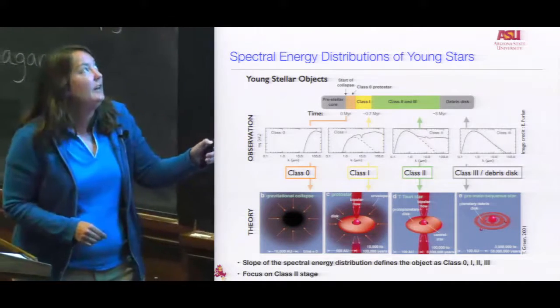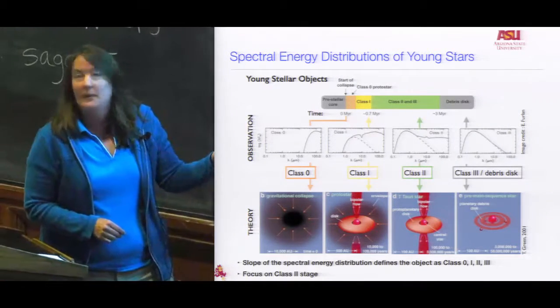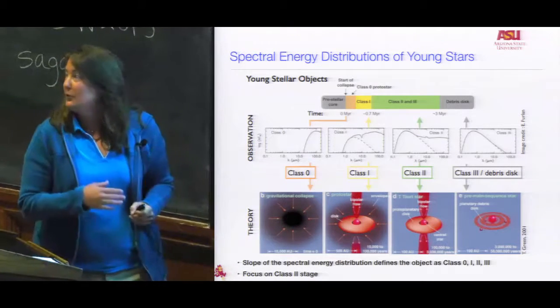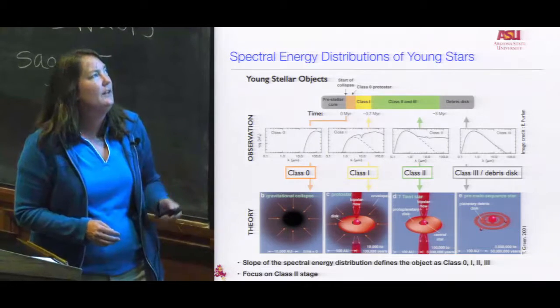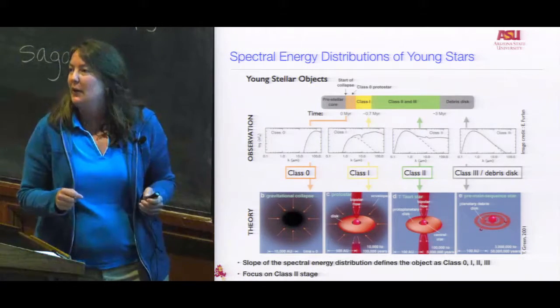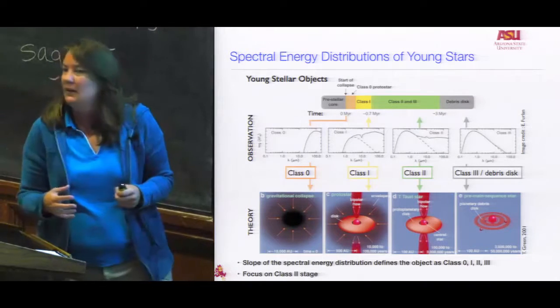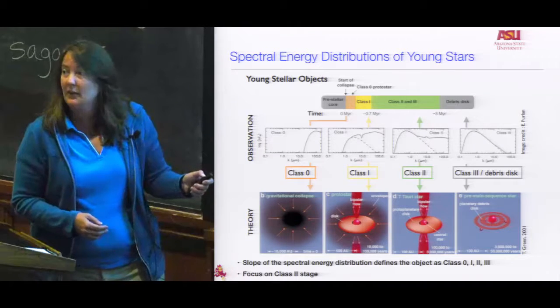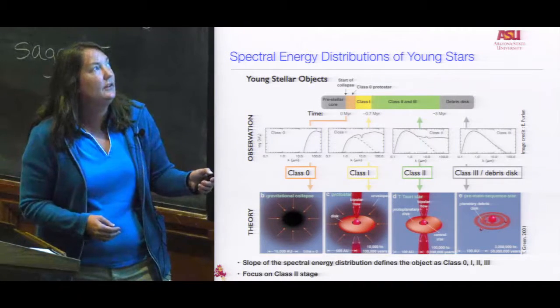So this is showing basically the power being emitted by the object as a function of wavelength. And so as you go to longer and longer wavelengths at this earliest stage, that's the only indication you have of the object, because it's so heavily embedded and obscured. But then going to a later evolutionary phase where some of the material has cleared out.